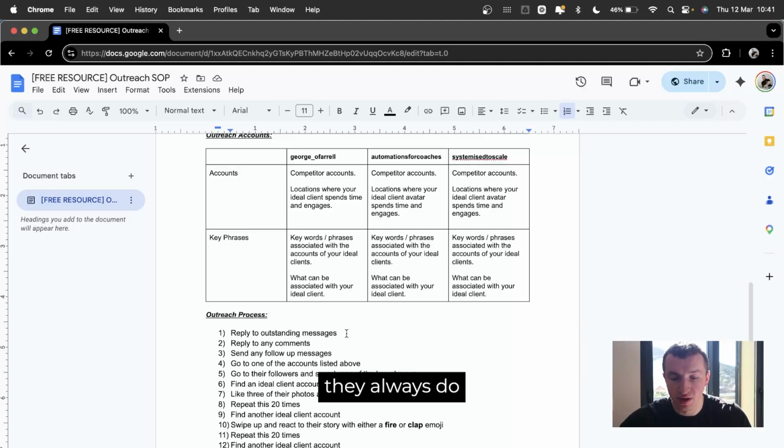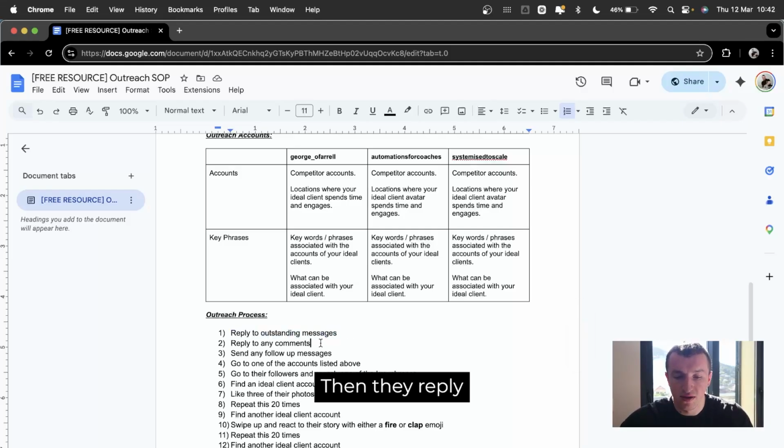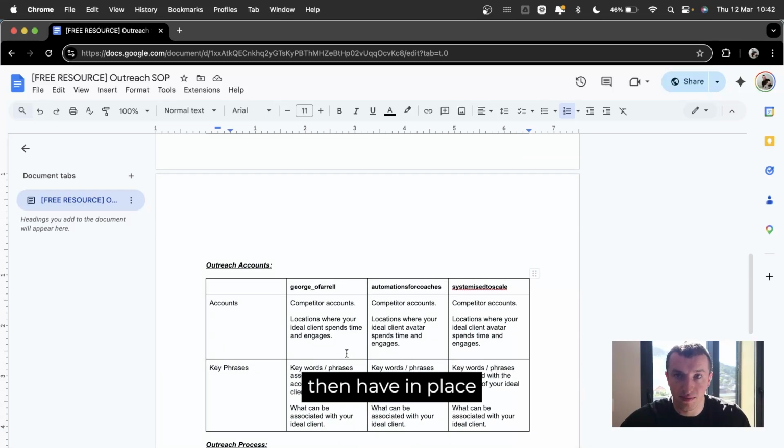So the first thing that they always do when they come in is reply to any outstanding messages, so they clear the inbox. Then they reply to any comments. Then they send any follow-up messages. So we have a series of follow-ups in place for new followers or when conversations go dead. For example, we might message a new follower. If they don't reply, we follow up again. If they don't reply, we follow up one more time. When we're in a conversation with someone and maybe we get to the point of offering them a call, if they then don't book a call, we have a series of follow-ups.